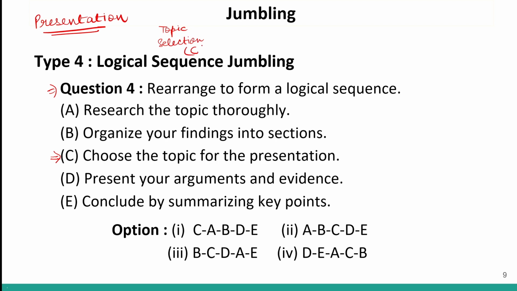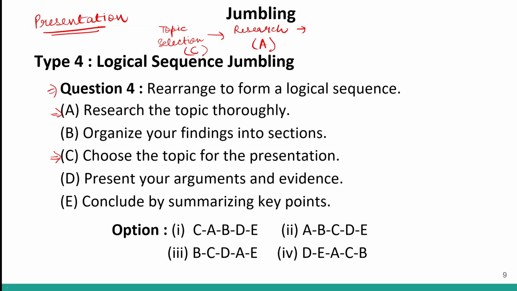So C, right? Then when I know my topic, the second step will be to research that topic to gather my content. So the first thing is I identified the topic. Then based on that topic, I identified all the content that I will need. So I have researched the topic. This is A.